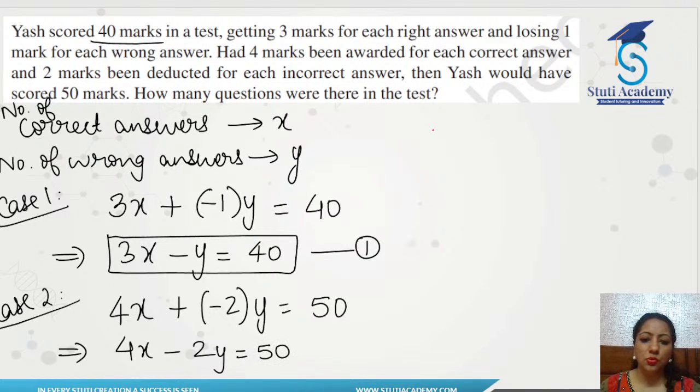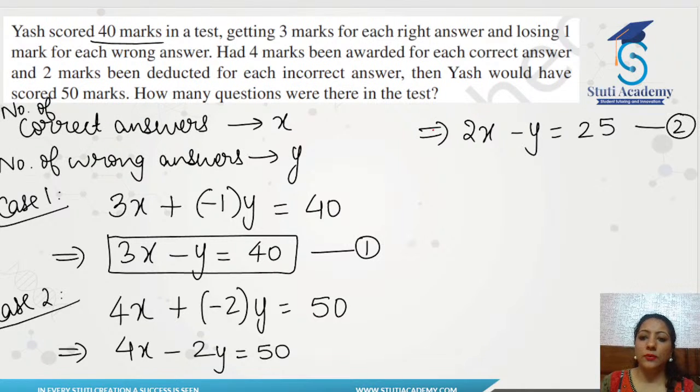Also, what we can do here is divide this by 2. That is going to make the numbers smaller and that will make our calculations easy. So we have written 4x plus minus 2 times y is equal to 50. This can be written as 4x minus 2y equal to 50. And when we divide this by 2, we'll get 2x minus y is equal to 25. This is the second equation.